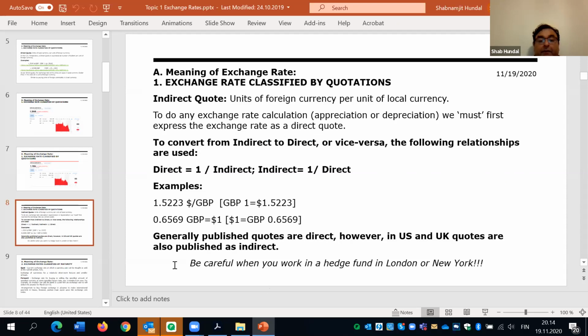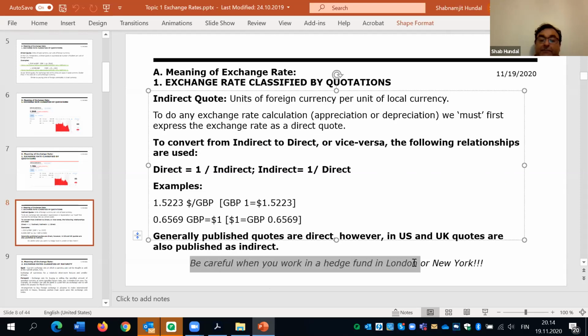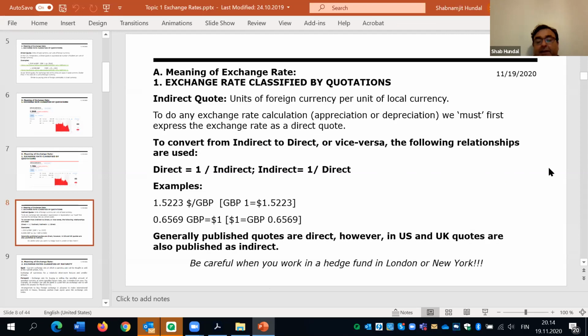Okay, but I warn you again that if you're working in some hedge fund or financial institution in London or New York, then very often the rates are quoted indirectly. So in Britain, you can see 1 pound is equal to so many euros, so many Japanese yen, and so on and so forth. That's an indirect quote, because 1 pound should not be written in the British markets. It should always be 1 unit of the foreign currency. But you can see it.